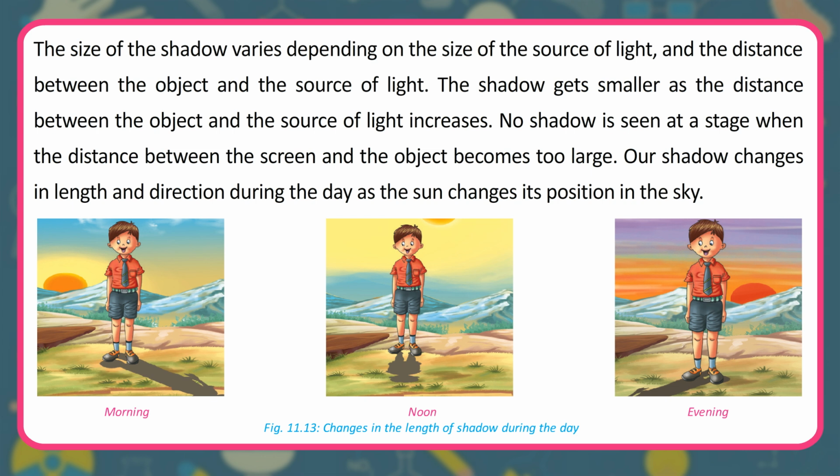The shadow gets smaller as the distance between the object and the source of light increases. No shadow is seen at a stage when the distance between the screen and the object becomes too large. Our shadow changes in length and direction during the day as the sun changes its position in the sky. Morning, noon, evening. Pinhole camera.